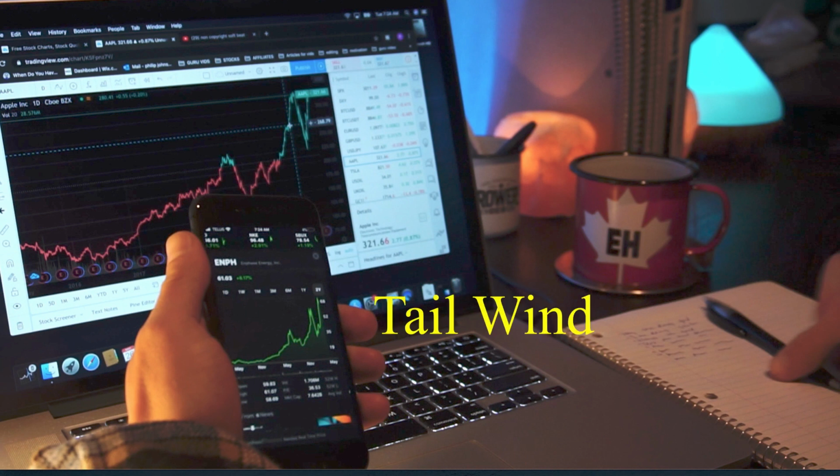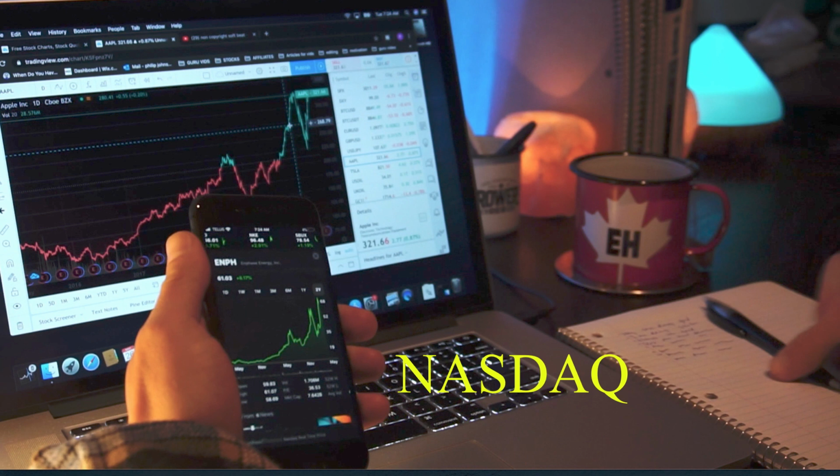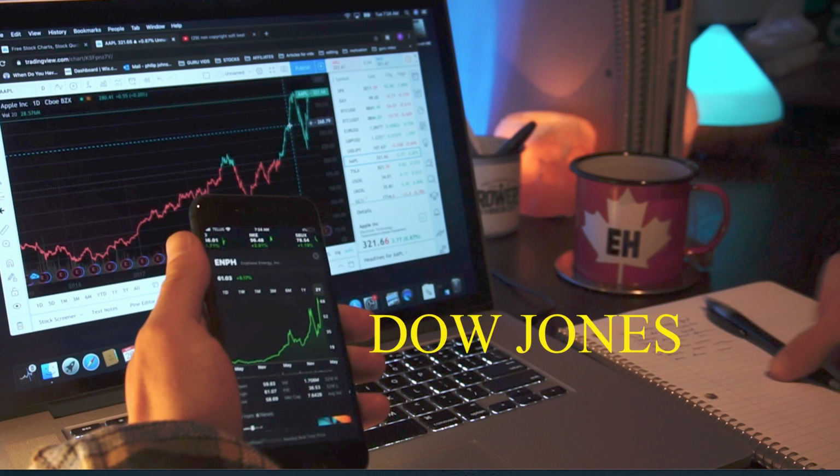Tailwind. This is an event that will help a stock. Basis points. 100 basis points equals 1%. 1 basis point equals 0.01%. The NASDAQ is an index that is nearly 50% technology companies and gives us an idea what that sector is doing. The Dow Jones tracks the 30 largest US companies like Nike, Microsoft, and Apple.